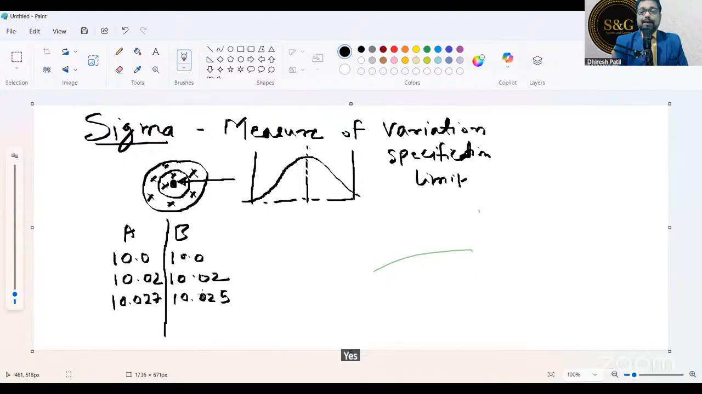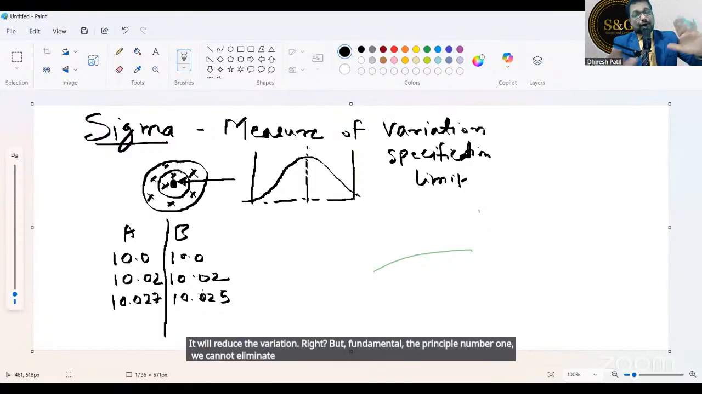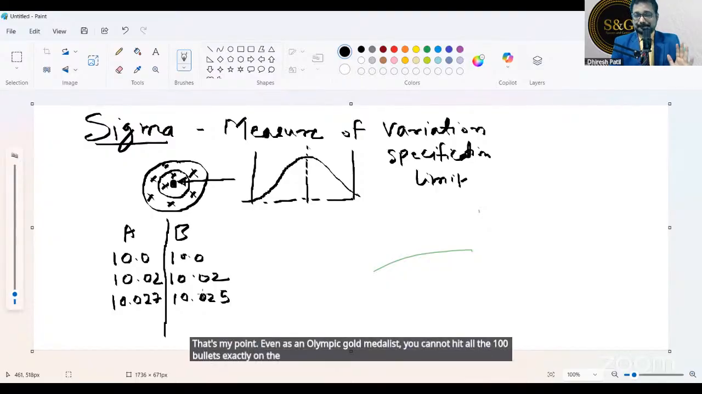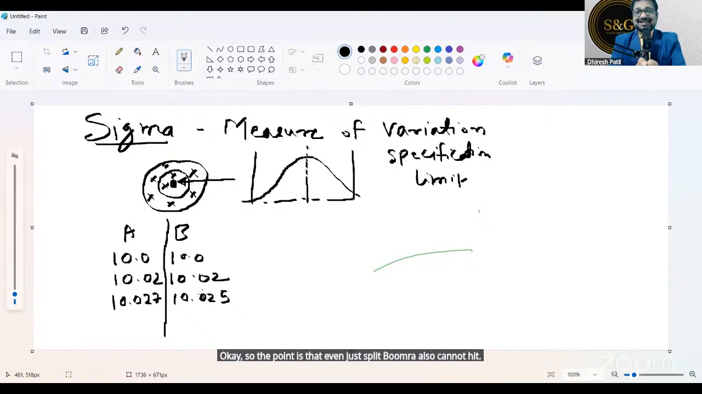Yes. See, what happens is precision and accuracy. It will reduce the variation, right? But fundamentally, principle number one, we cannot eliminate it. We cannot make it zero. That's my point. Even as an Olympic gold medalist, you cannot hit all the 100 bullets exactly on the same spot. Okay, so the point is that even Jasprit Bumrah also cannot hit the central stump on all the deliveries.